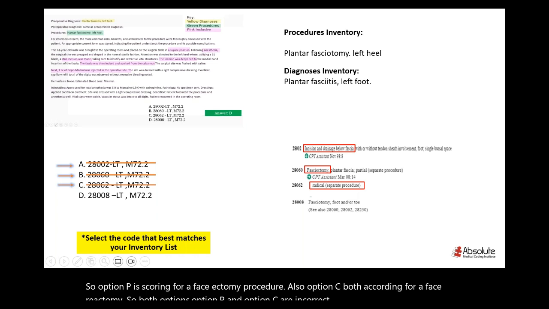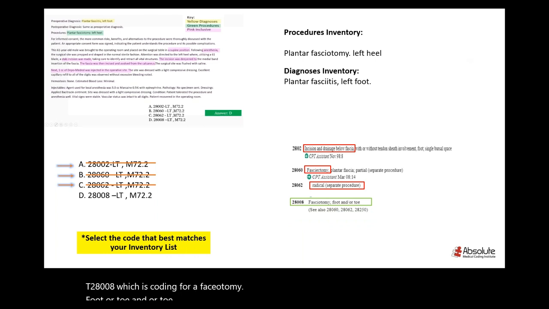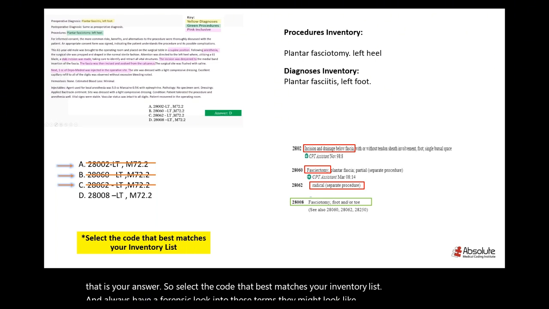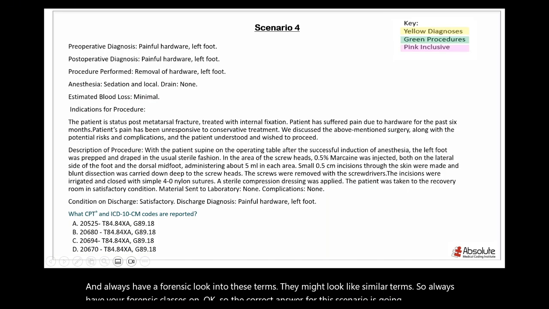And now we are left with option D, 28008, which is coding for a fasciotomy, foot and or toe. So cross-checking with the procedure entry, yes, the keywords match, and that is your answer. So select the code that best matches your inventory list, and always have a forensic look into these terms. They might look like similar terms, so always have your forensic glasses on. Okay, so the correct answer for this scenario is going to be option D.